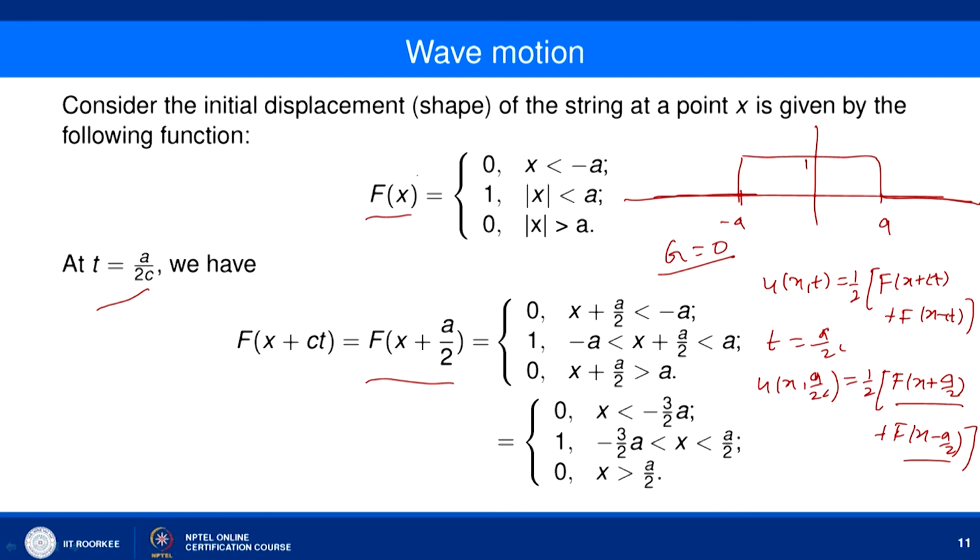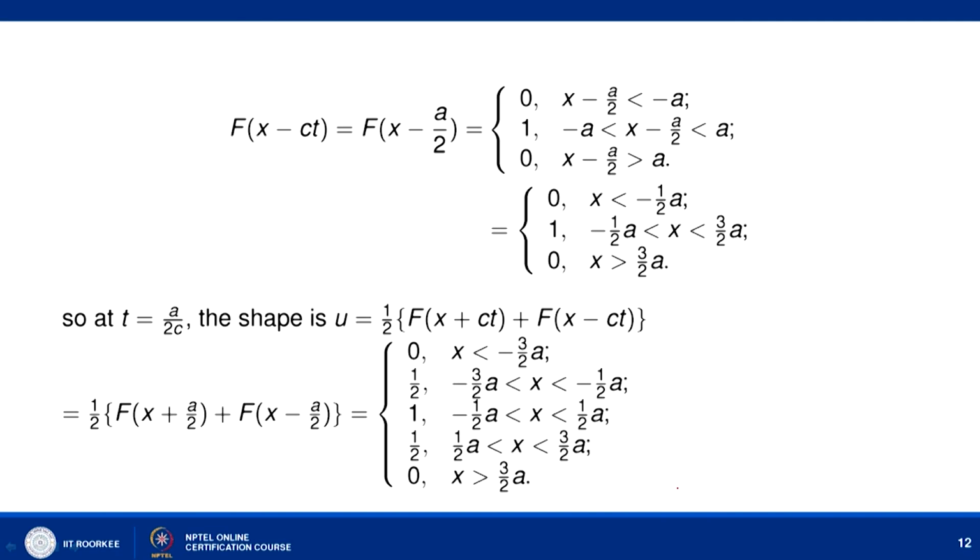Using this definition I can write 0 when x plus a by 2 is less than minus a, 1 when x plus a by 2 lies between minus a and a, and 0 when x plus a by 2 is greater than a. When you simplify, you will have this relation: f of x plus a by 2 is 0 when x is less than minus 3 by 2 a, 1 between minus 3 by 2 a and a by 2, and 0 when x is bigger than a by 2. Similarly, you can find the value of f of x minus a by 2, and simplify to get 0 when x is less than minus half a, 1 between minus half a and 3 by 2 a, and 0 when x is bigger than 3 by 2 a.